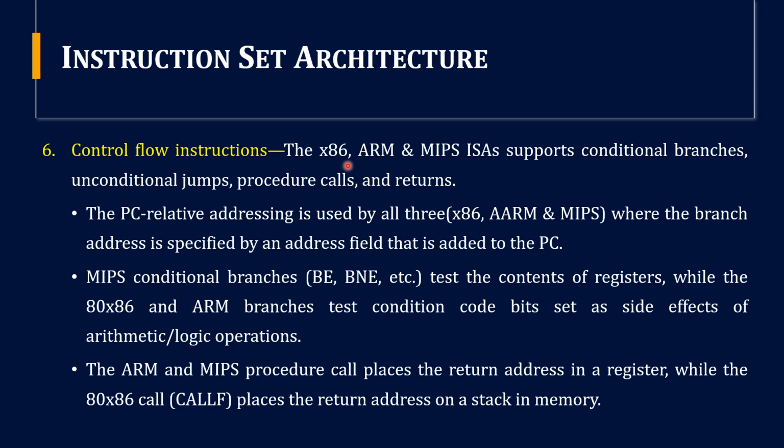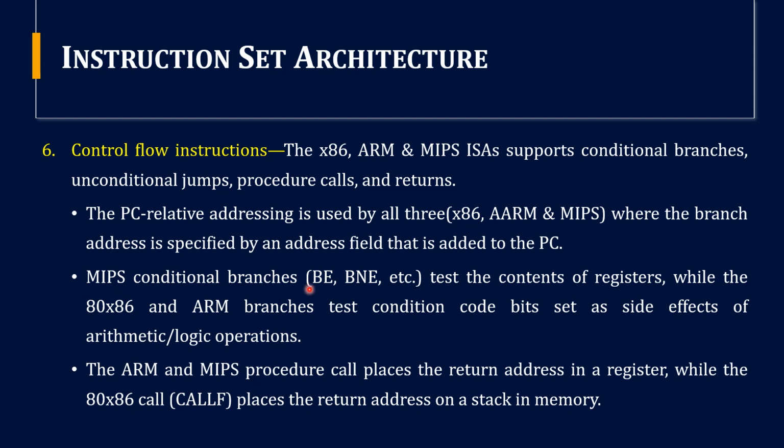The Intel x86, ARM and MIPS, all these three instruction set architectures support conditional and unconditional branches, procedure calls and returns. All these three also support program counter relative addressing, where the branch address is specified by an address field which is added to the content of the PC. So the address is relative to the content of the PC. This PC relative addressing is supported by all these three instruction set architectures.